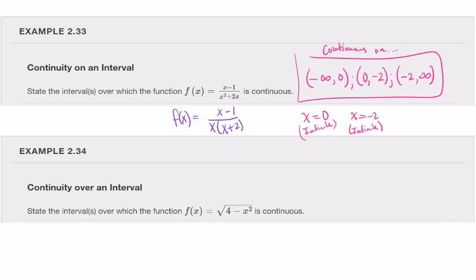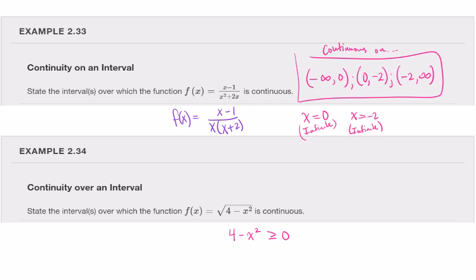Now let's take a look at this one. Here we have a square root. Square roots have a limitation: we can't have a negative underneath. So basically we can say that 4 minus x squared has to be greater than or equal to 0. This is what we can solve to find the domain of this function, which will also help us with continuity. It has to be greater than or equal to 0 for it to be real, at least.